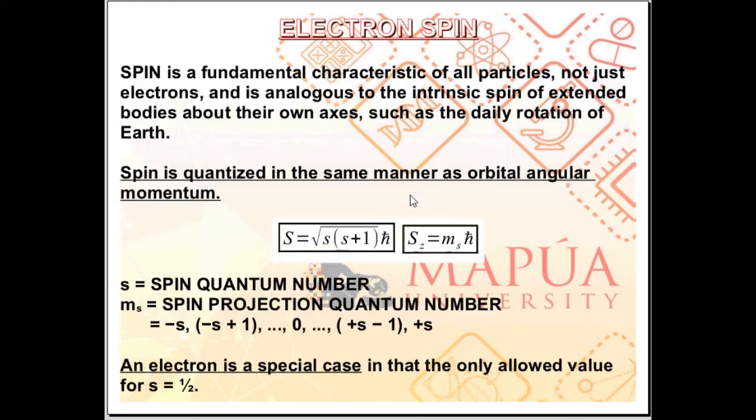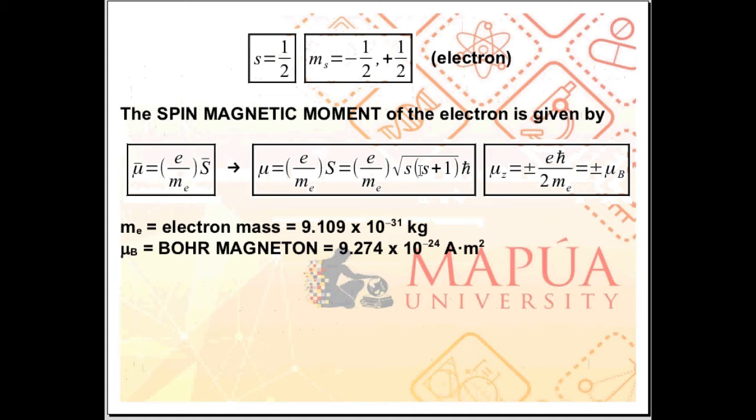If we have rather S_z, the z component of the spin, we also have the z component of the spin magnetic moment. You have mu_z equal to plus or minus e h bar over 2 m_e. Mu_z is therefore also equal to plus or minus mu_B. Notice e is constant, the electron charge magnitude, h bar is constant, m_e is constant. So this equation may be replaced by just one constant, mu_B. So mu_z is equal to plus or minus mu_B. Mu_B is referred to as the Bohr magneton. It's equal to 9.274 times 10 to the negative 24 ampere meter squared.